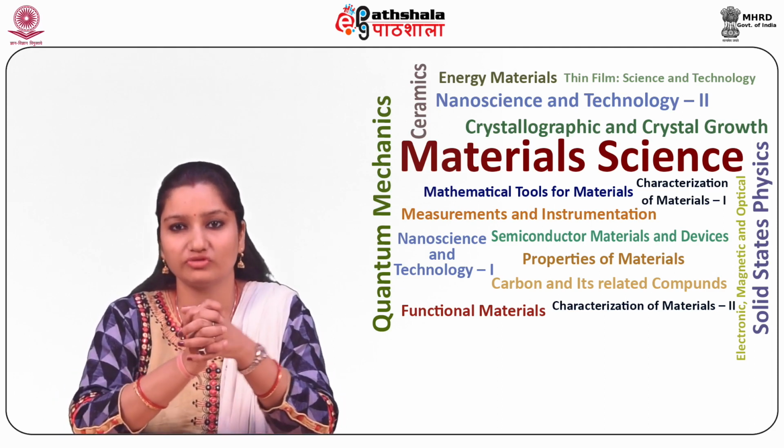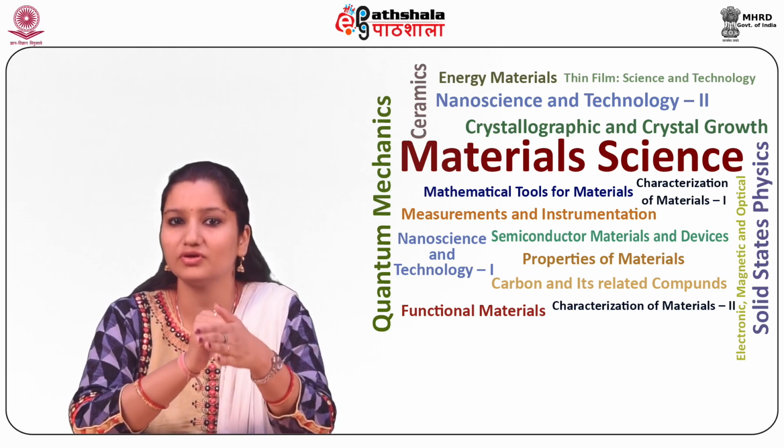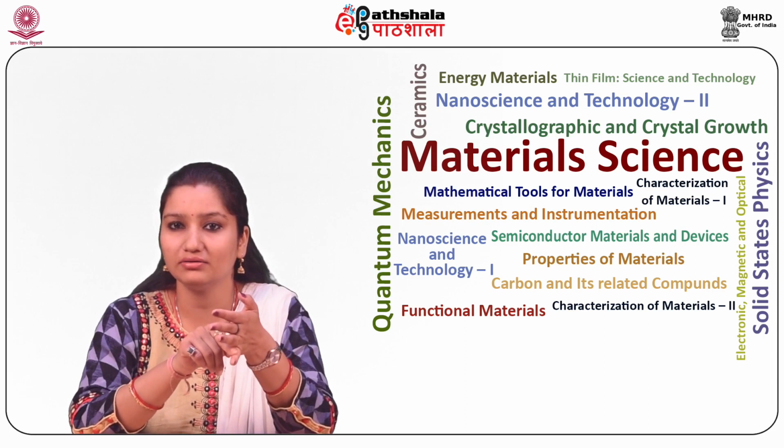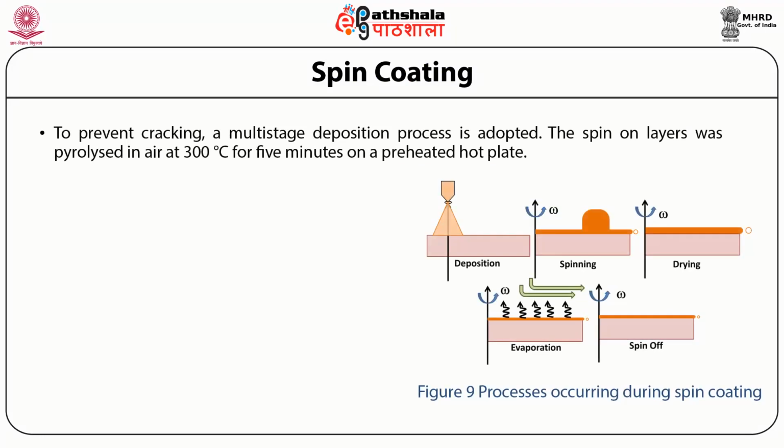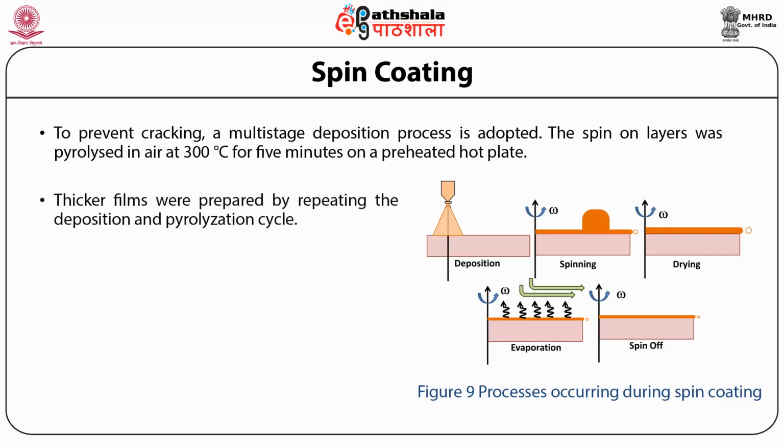Because of the large volume shrinkage accompanying the densification process during firing, cracking of the films is a serious problem. To prevent cracking, a multi-stage deposition process is adopted. The spin-on layers were pyrolyzed in air at 300 degrees Celsius for 5 minutes on a preheated hot plate. Thicker films were prepared by repeating the deposition and pyrolysis cycle. Multiple coatings were required to achieve the required thickness.